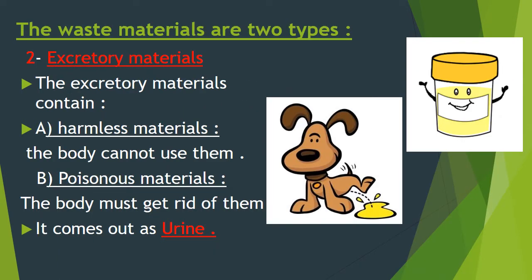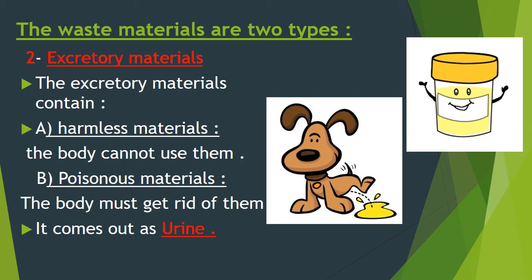Let's take the second type of waste materials. We have taken the first type, which was solid wastes, and now we are going to take the second type, which is excretory materials. So the first type of waste materials was solid wastes, and now the second type of waste materials is excretory materials. What's meant by excretory materials? Look at the pictures on the right side and you can easily understand what is excretory material, okay? These are examples for excretory materials.